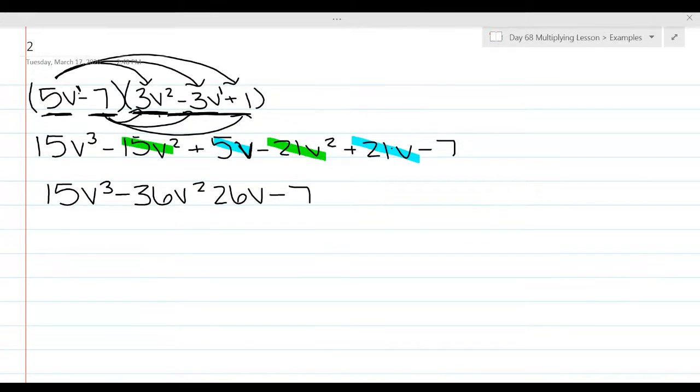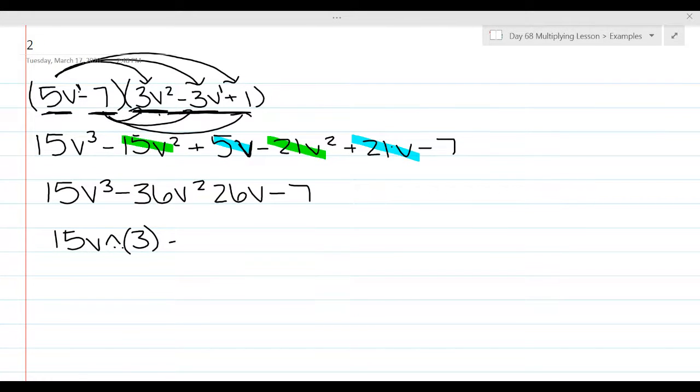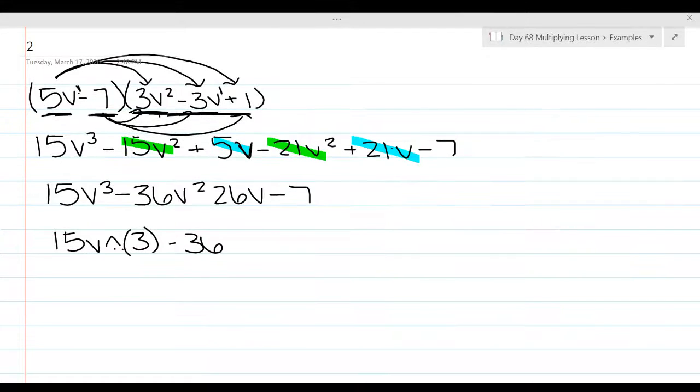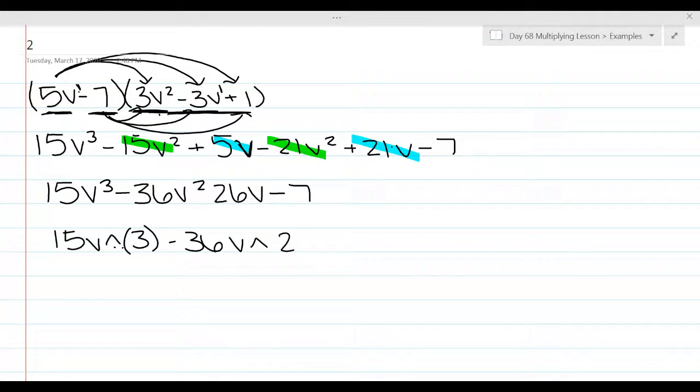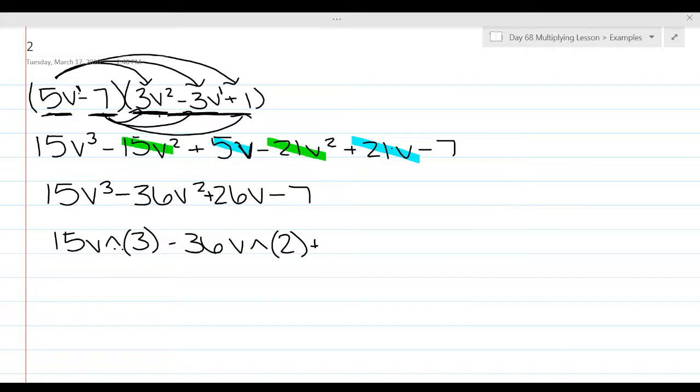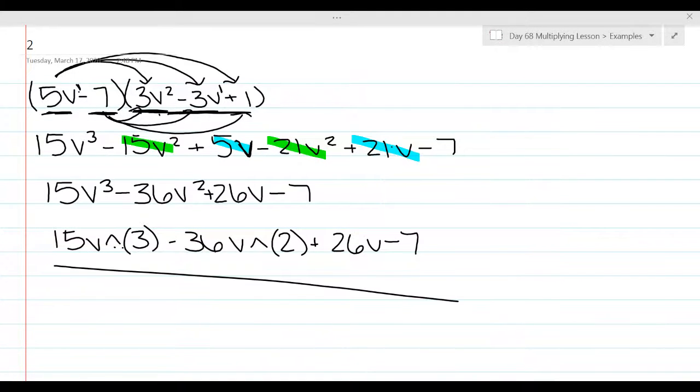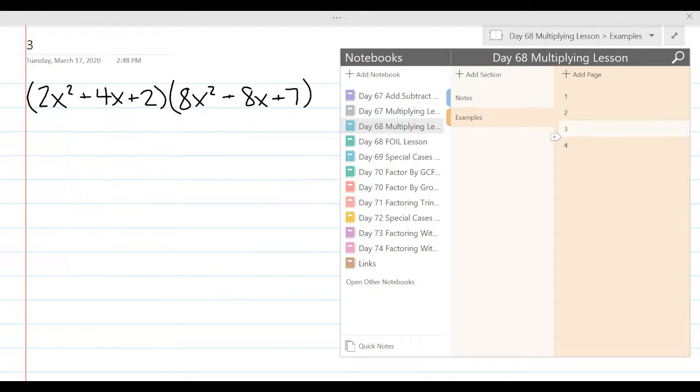To write this in Google Forms, you do 15v caret 3 minus 36v caret 2. Don't forget those parentheses. Oh, I forgot a plus sign. There should be a plus sign there. Plus 26v minus 7. There you go. There's your final answer. Okay, let's do the next example.